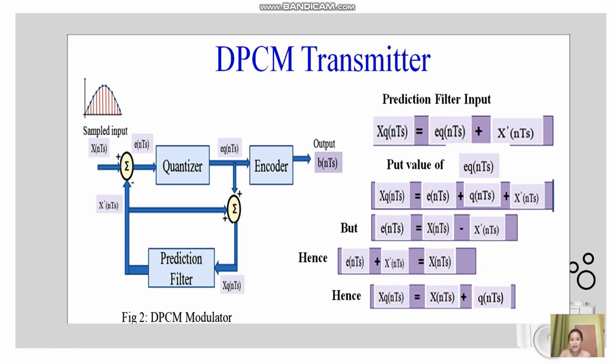And here is the block diagram of the DPCM transmitter or the DPCM encoder. So let's start with the sampled value. That will be the given example that we are going to use to solve the values of these equations. So this will be xq[nTs], the prediction filter input. How do we get that? We just need to get the sum of the e[nTs] and xq[nTs], which is identified as the input quantizer. This will be the output quantizer, the eq[nTs]. And finally, we can get the digital data later, which will be represented by this equation.